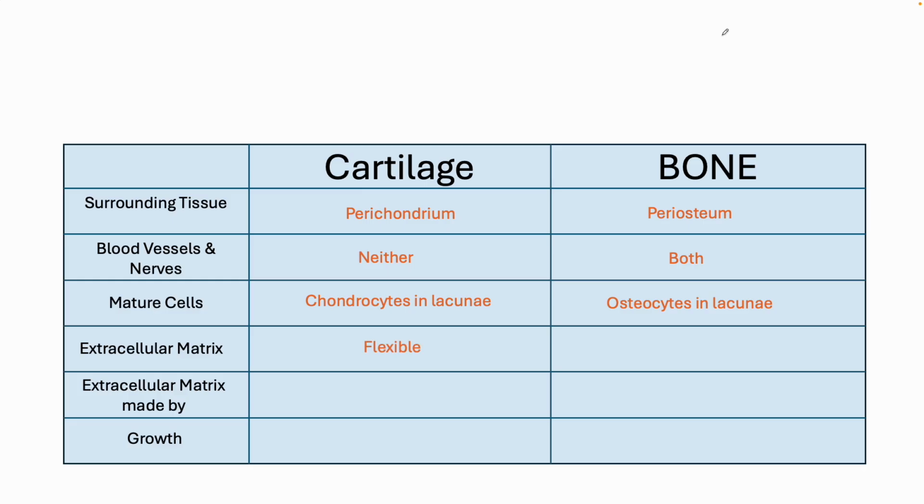The extracellular matrix of cartilage is flexible, while you probably know that the bone extracellular matrix is fairly inflexible. The extracellular matrix is made by immature cartilage cells known as chondroblasts, while osteoblasts are the cells that make the extracellular matrix in bone. And then growth, you have both appositional and interstitial in cartilage, while appositional is only going to contribute to bone growth.